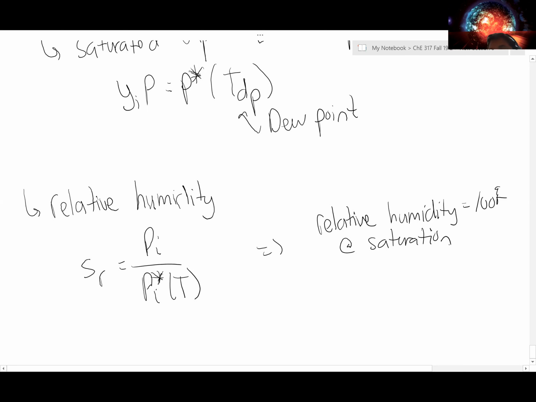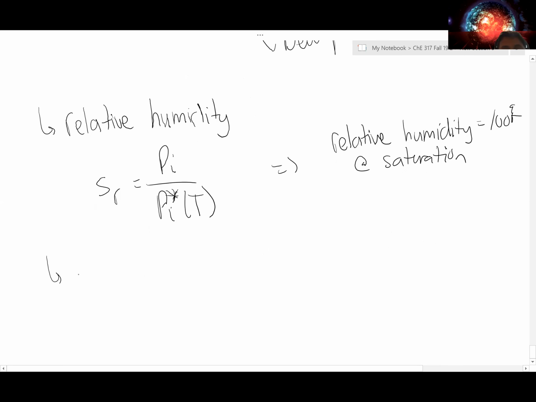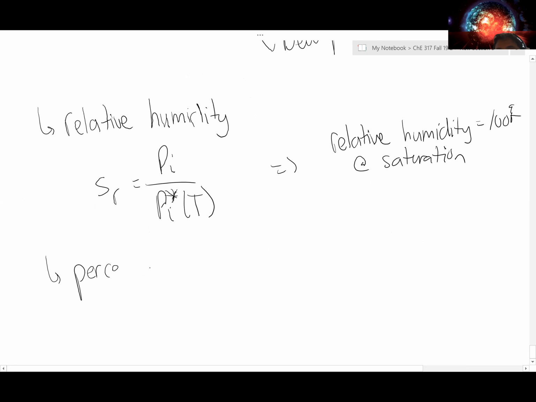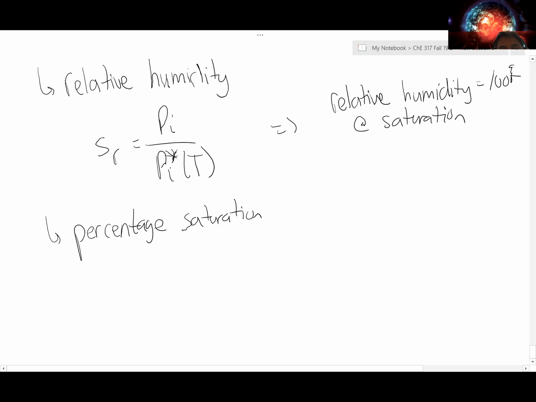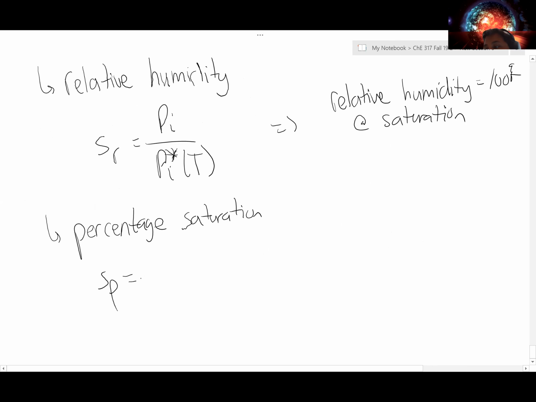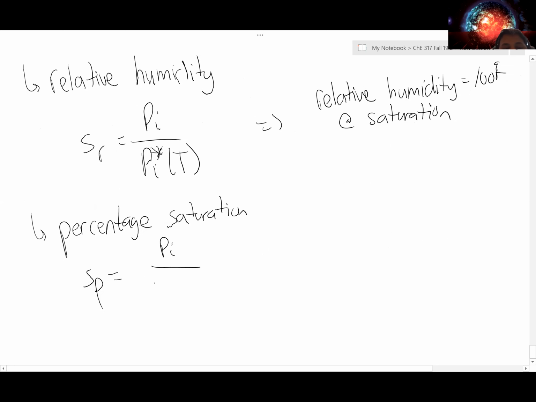Which is a little different than percentage saturation, which, if we're honest, in most cases isn't nearly as widely used as relative humidity. But it's a normalization of these vapor pressures as a function of the total pressures. So we get p_i over (P minus p_i), divided by p_i star over (P minus p_i star).